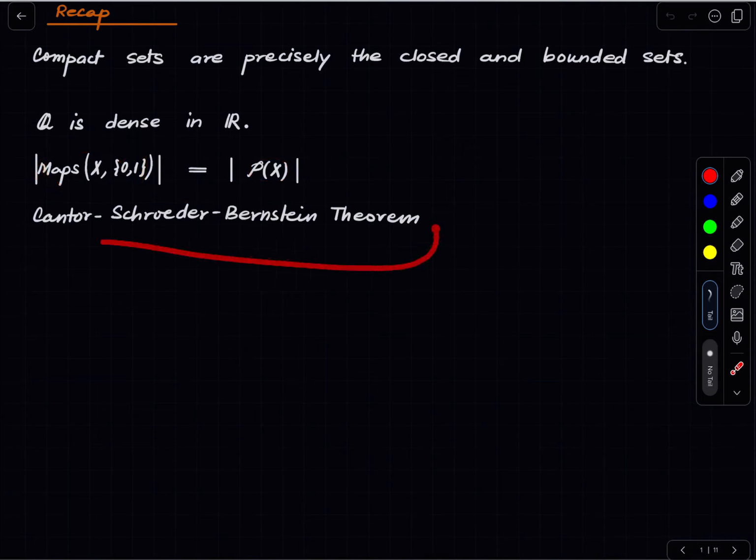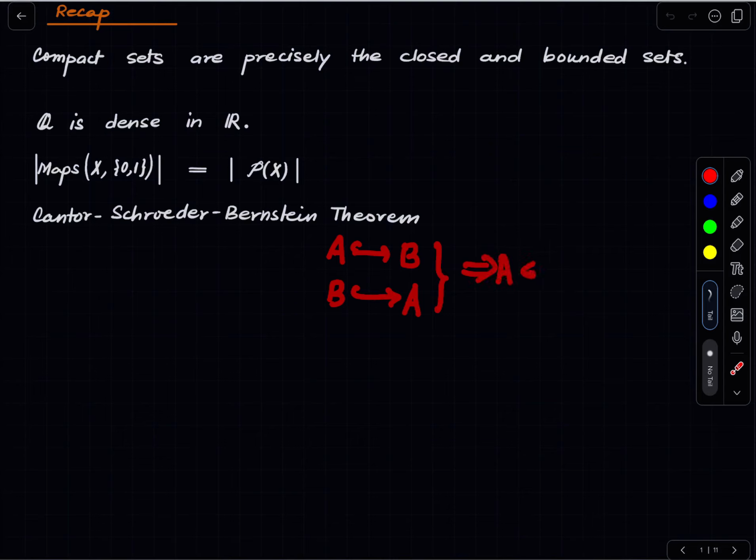And we will also make use of the Cantor-Schroeder-Bernstein theorem, which says that if we have an injection from a set A to a set B, and an injection from the set B to the set A, then there is a bijection between A and B. I don't know how to write a bijection, but anyway, that's the theorem, and that is what we will use at one point. So let's proceed.